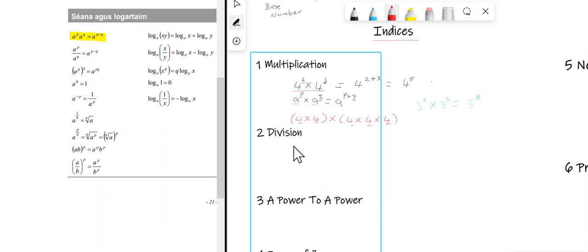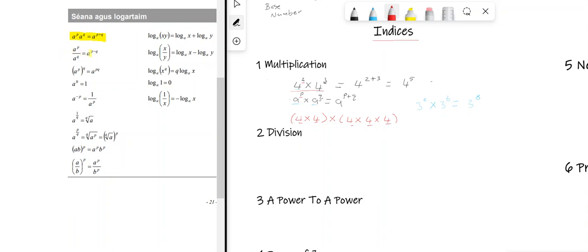So the next rule then is division. This is the rule for division here, and I'll just highlight this one for us. This rule basically says that a to the power of p divided by a to the power of q is just equal to a to the power of p minus q. So what would that look like? If we had something like this.